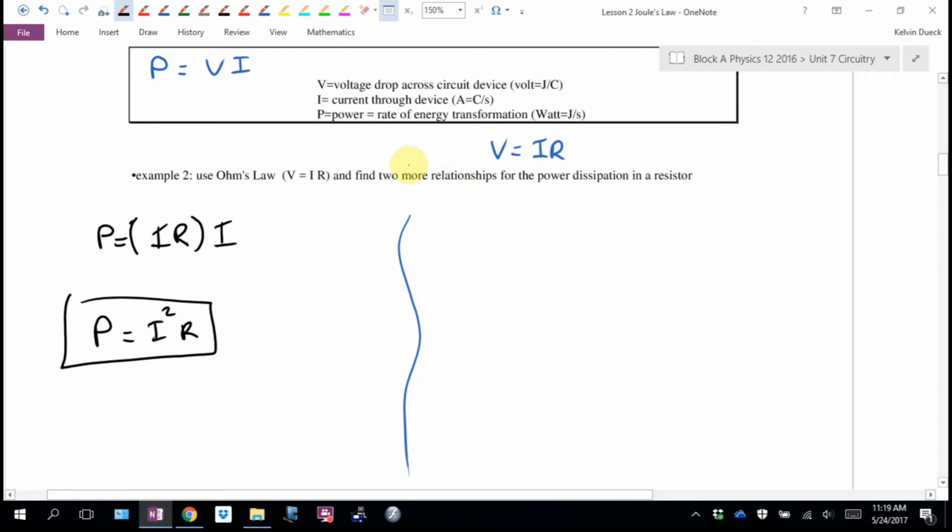Oh, also, I equals V over R. I got the I by itself from Ohm's law. So that means that power equals V over R times V. There's power equals VI. Except, what's a better way to write V times V? Here is the third version of Joule's law.